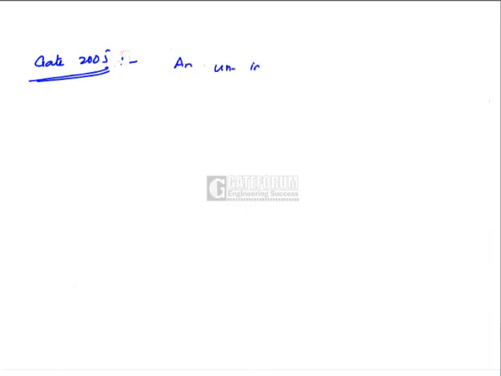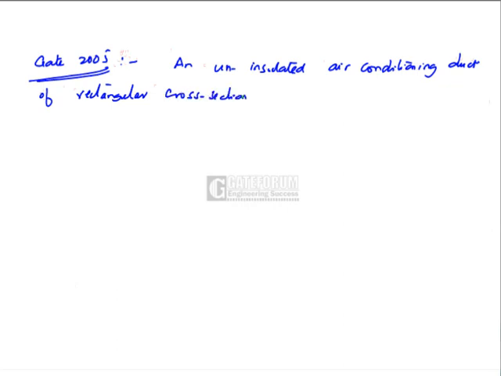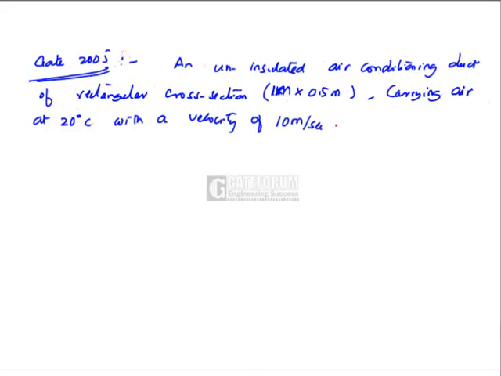An uninsulated air conditioning duct of rectangular cross section, 1 meter into 0.5 meter, carrying air at 20 degrees centigrade with a velocity of 10 meters per second, is exposed to an ambient of 30 degrees centigrade.